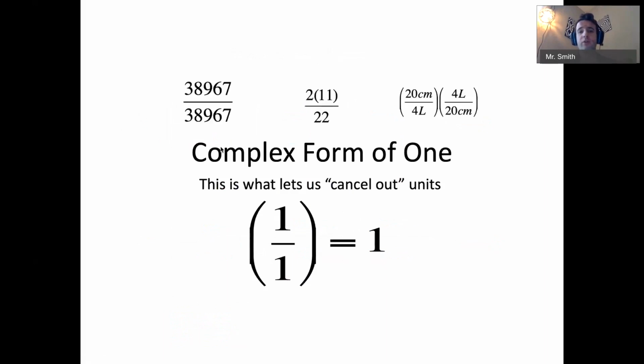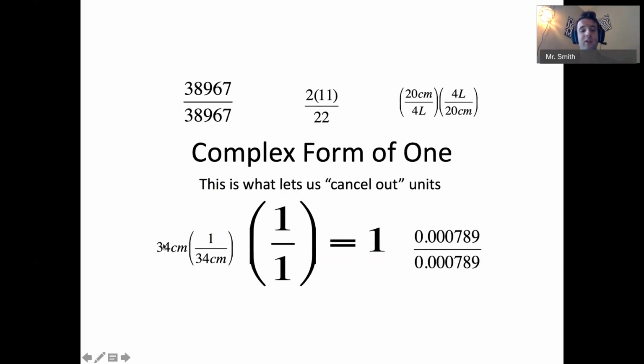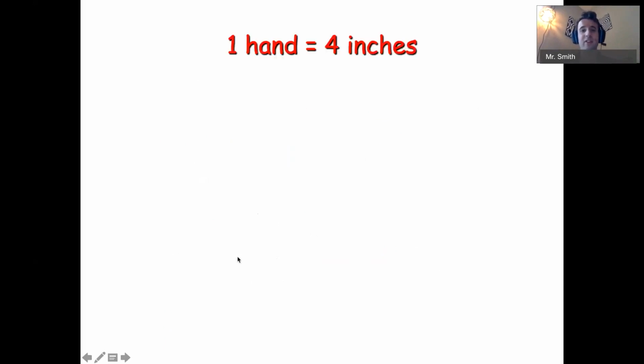Okay, these are all complex forms of 1. It's really just showing you that whatever you put on top, if you put the same thing on bottom, it'll cancel out. So we use that a lot with this right here, where we have units on the top and then units on the bottom. They cancel out. It's all correct math.